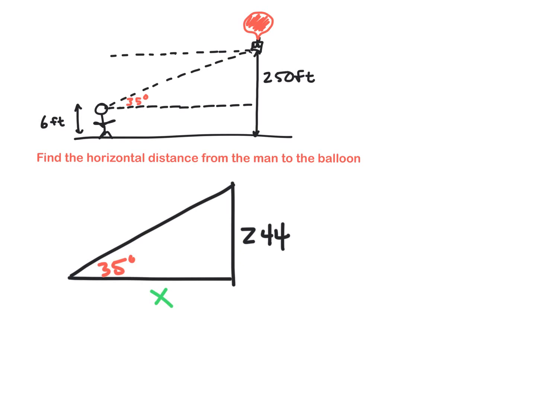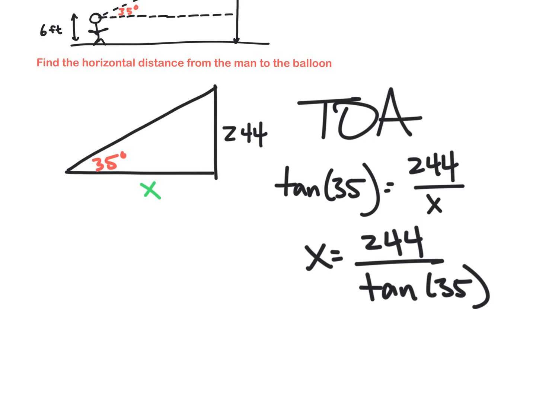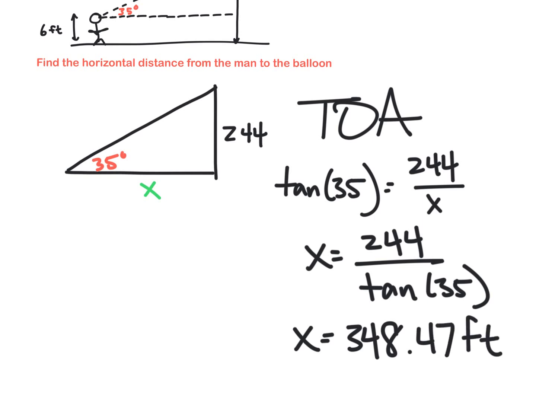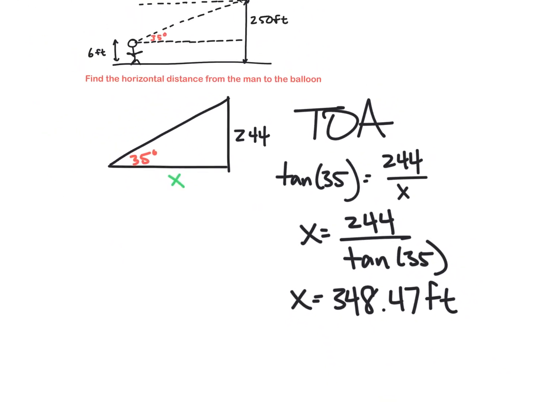Well, if I have an angle with its opposite side and I'm looking for the adjacent, well then I need to use tan. Because I know TOA, right? Tangent is opposite over adjacent. So the tangent of 35 degrees will be the opposite, 244, over the adjacent. And after doing some algebraic rearranging, making sure my calculator is in degrees, I get that x is equal to 348.47 feet. So the man is 348.47 feet from the base of the balloon.